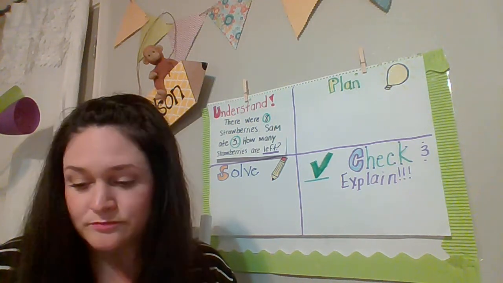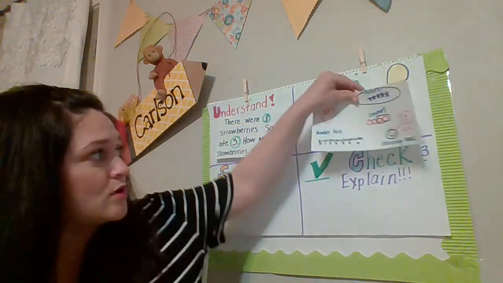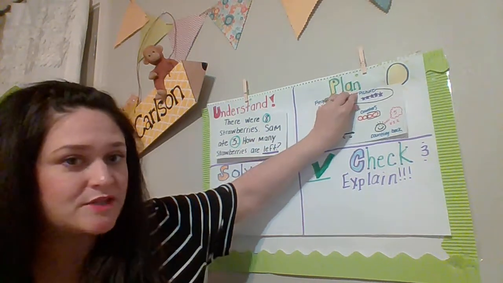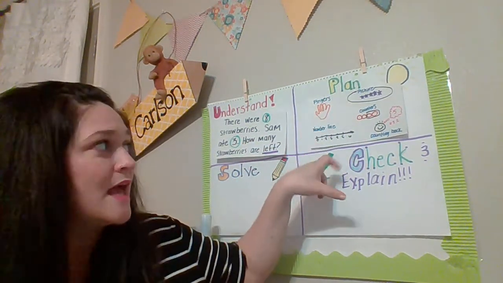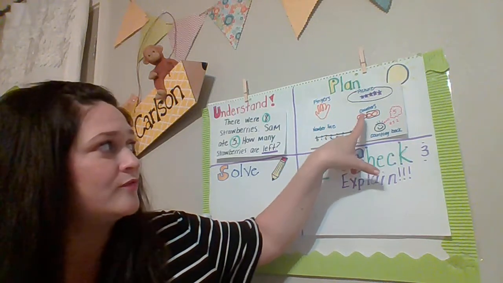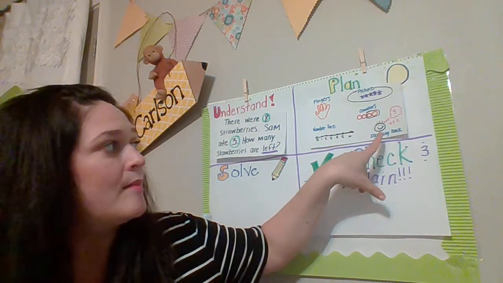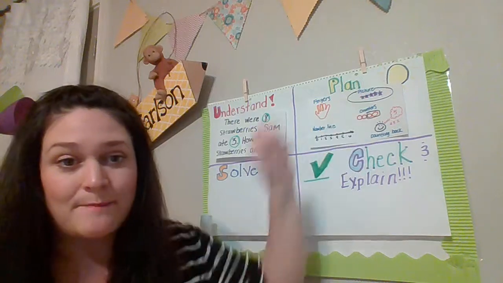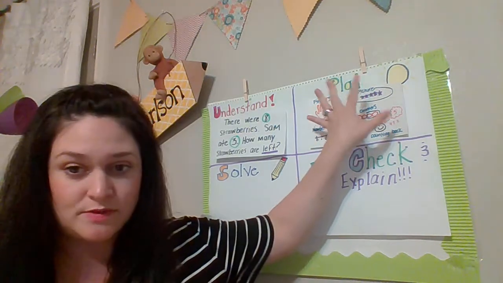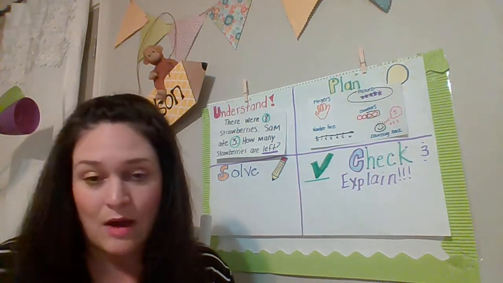So today, here's all the strategies that I could have picked from. I could have counted on my fingers. I could have used a number line. I could have used counters or counting back. But today I chose to draw a picture. So now that I know that I'm going to use a picture as my strategy, now I have to solve my problem.